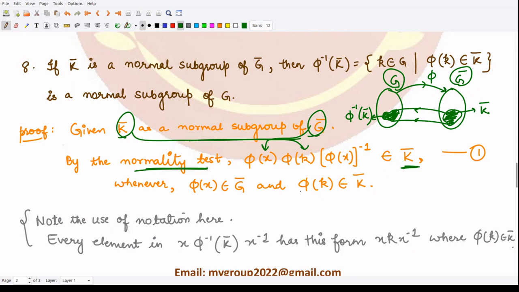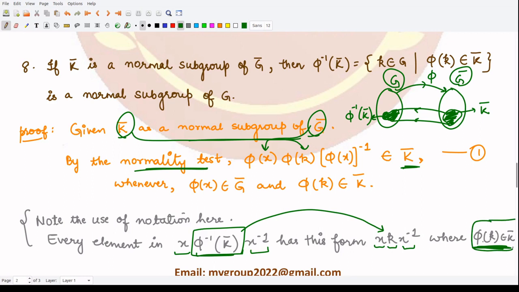Now notice that whenever we use this notation here, x phi inverse of K bar, x inverse, this element has the form x k x inverse, where phi of k belongs to K bar. So any element from here would be of this form k, where we have the condition on k that phi of k belongs to K bar, correct? So this is the notation here. Why am I telling you this notation?